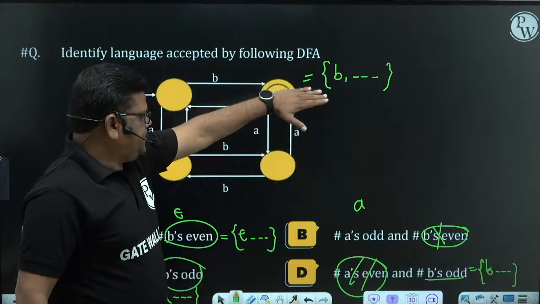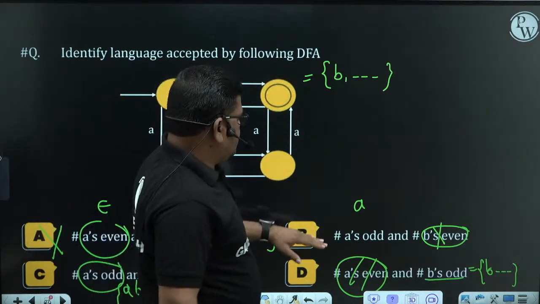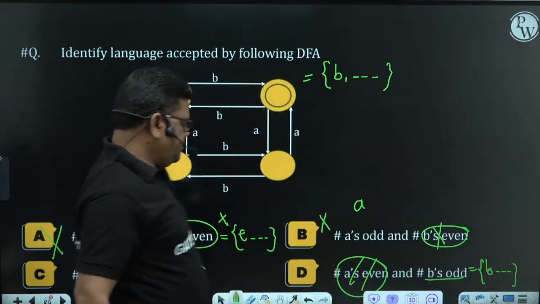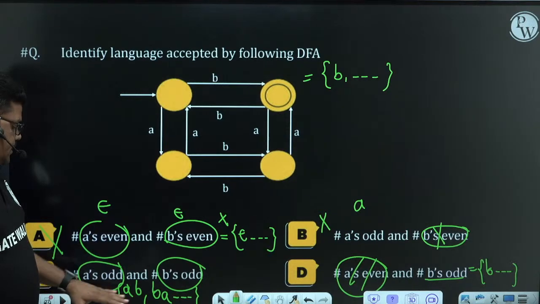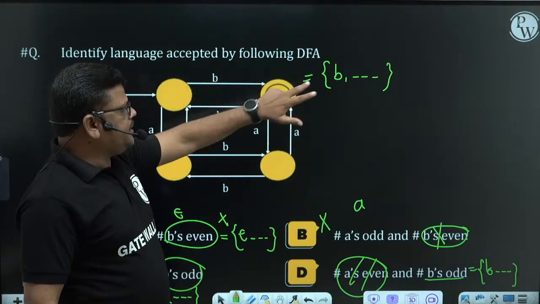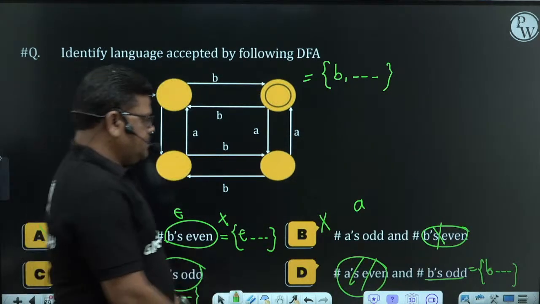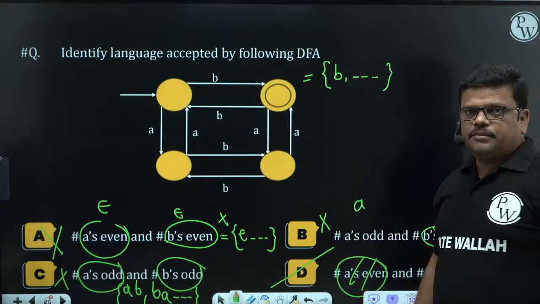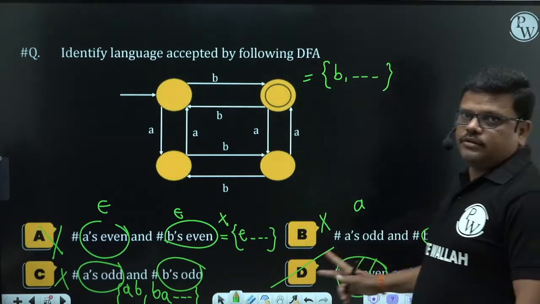The minimum string is B. B is not there, so option A is eliminated. B is not there in option B, so option B is eliminated. What is the minimum string of option C? AB or BA. The minimum string accepted by this automata is B, which is not there here. This is also not our answer. So D is our answer. The language accepted by this automata is number of A's even and number of B's odd.